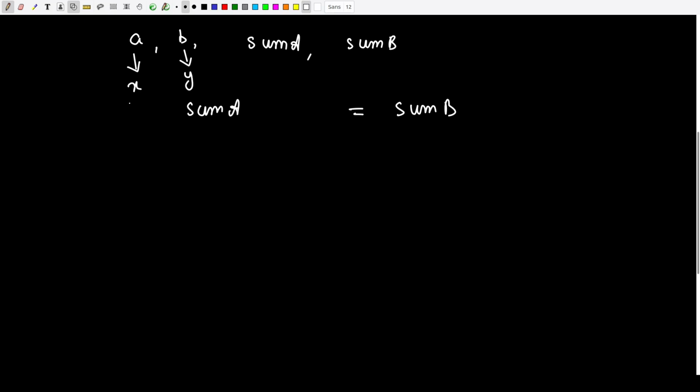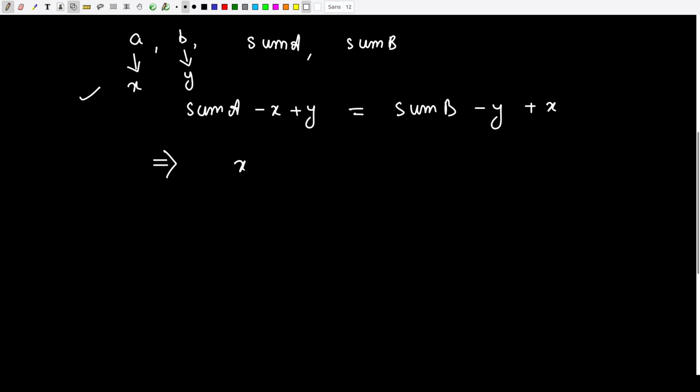Since X is getting deducted from array A, so minus X, and Y is getting added to array A, the new sum will be given by this. Similarly, since Y is getting deducted from array B, so minus Y, and since X is being added to array B, so plus X. In this way, if there exist X and Y, then the sums can be made equal in this form. Now let us rearrange our equation.